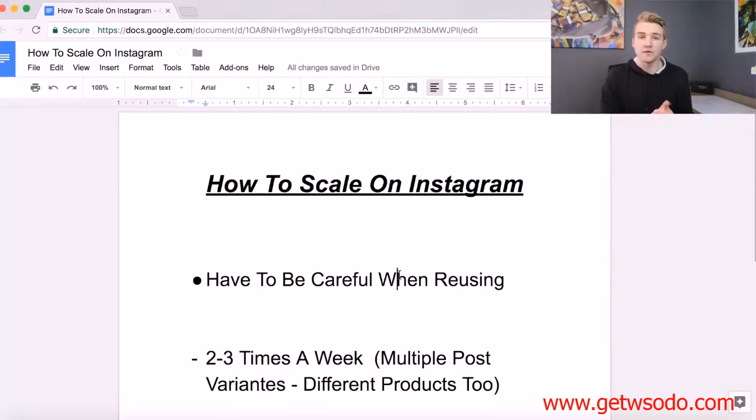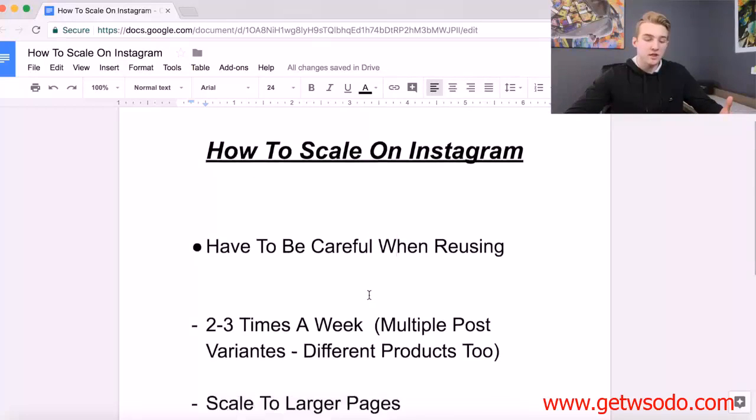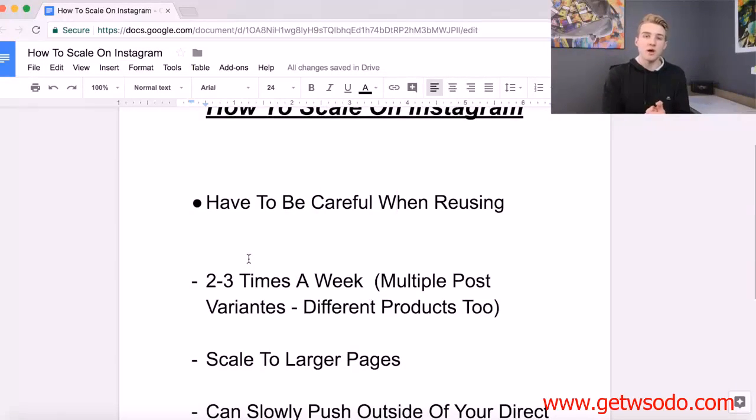It's really not all that difficult to scale on Instagram, but it is super important that you do it the right way. That's a couple of things to think of when you're going through and trying to scale on Instagram once you get it to the point where you're making some consistent money.